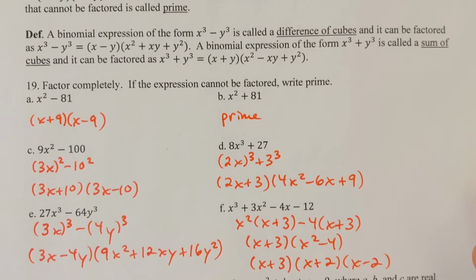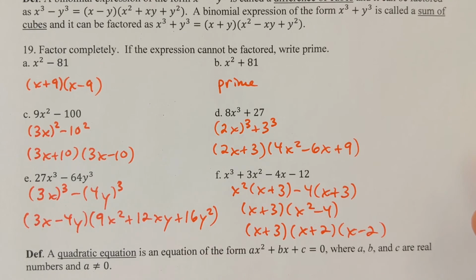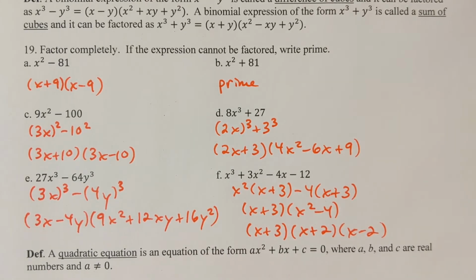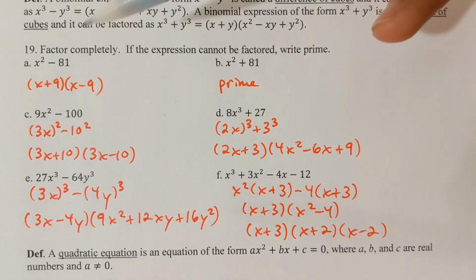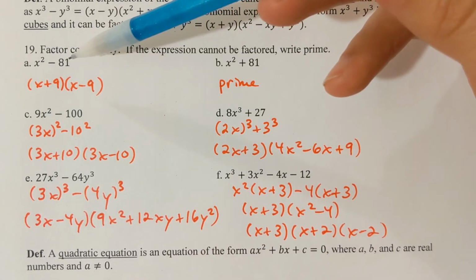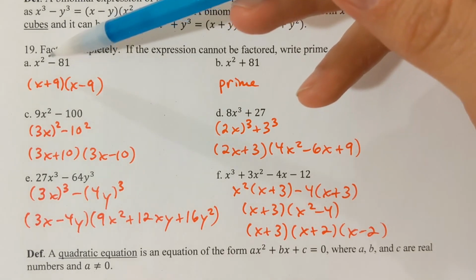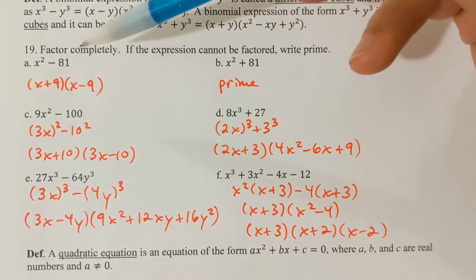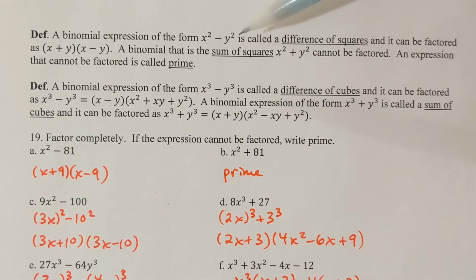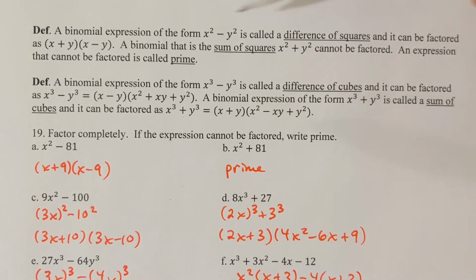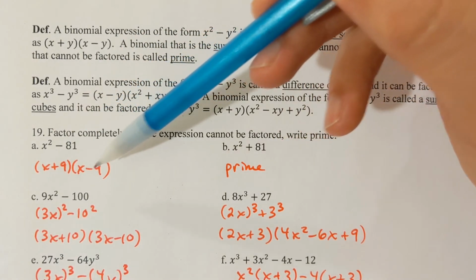Okay, so let's get some practice factoring these types. Factor completely. If the expression cannot be factored, write prime. Okay, in part A, I want to recognize that I've got the difference of two squares. I know that 9 squared is 81, right? So I've got x squared minus 9 squared. I'm subtracting two squares, and that means that I'd want to be using this formula that is the difference of two squares. x plus 9 times x minus 9.